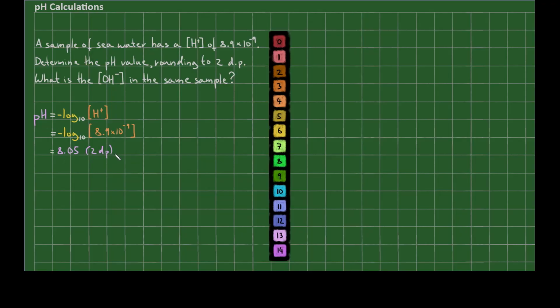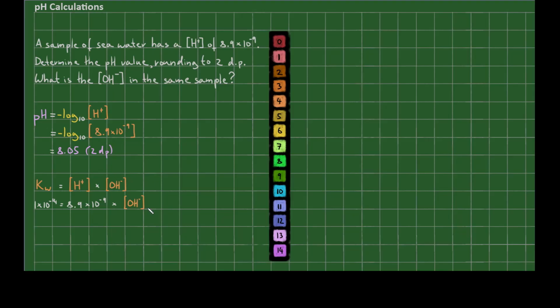What about the concentration of the hydroxide ions? Well, for that, I'm going to use the water dissociation constant. Recall that the Kw is the product of the hydrogen ion and hydroxide ion concentrations. Kw has to be 1 times 10 to the -14. The hydrogen ion concentration was given to us as 8.9 times 10 to -9. And it is the hydroxide ion concentration that we are trying to calculate.